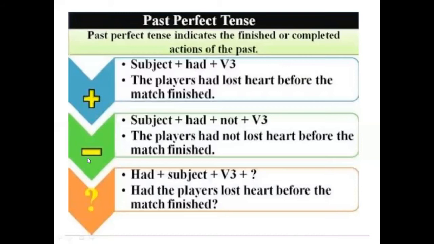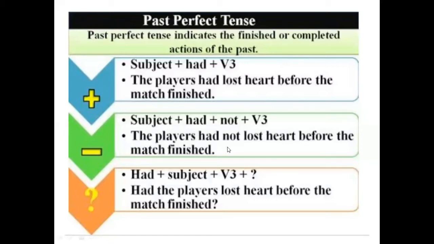Now in the negative sentence, if you want to change the same sentence into the negative, then we use subject, had not, plus third form of the verb, then object. For example, the players had not lost heart before the match finished. Why did we use not here? Because if you want to change the affirmative sentence into the negative sentence, simply we put the not after the helping verb.